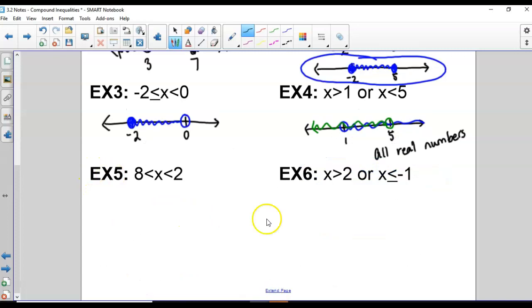If we look at example 5, this one here is a little bit weird.